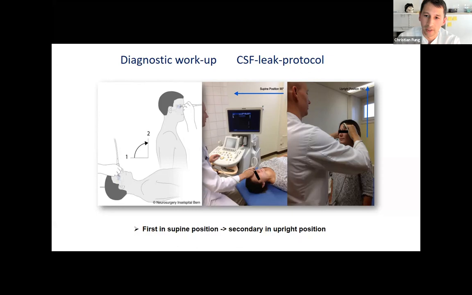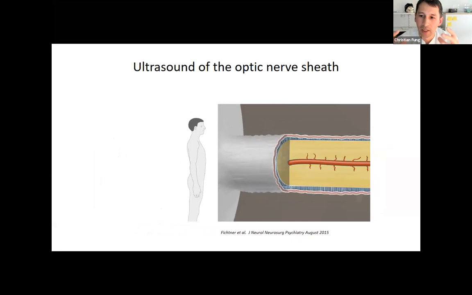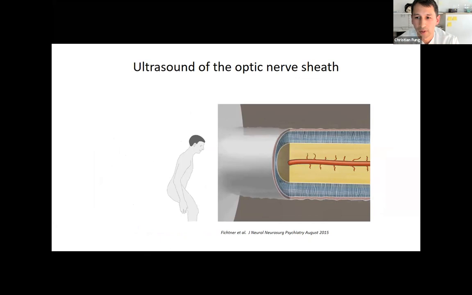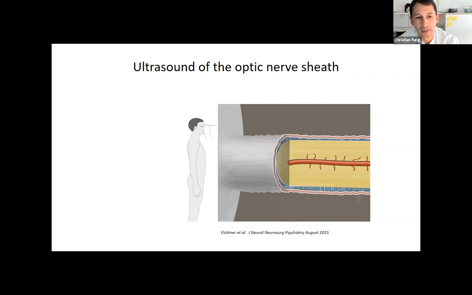And here on the next slide, you can really see it very nicely. When these patients get up, caused by the spinal CSF loss, the optic nerve sheath really shrinks and becomes smaller. And you can measure this with the ultrasound very well. So with the ultrasound of the optic nerve sheath, we have a good diagnostic tool for the primary diagnosis of SIH as well as for the follow-up in treated patients.